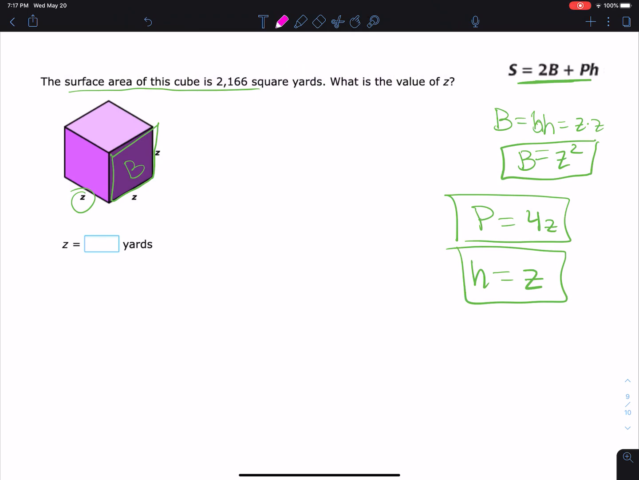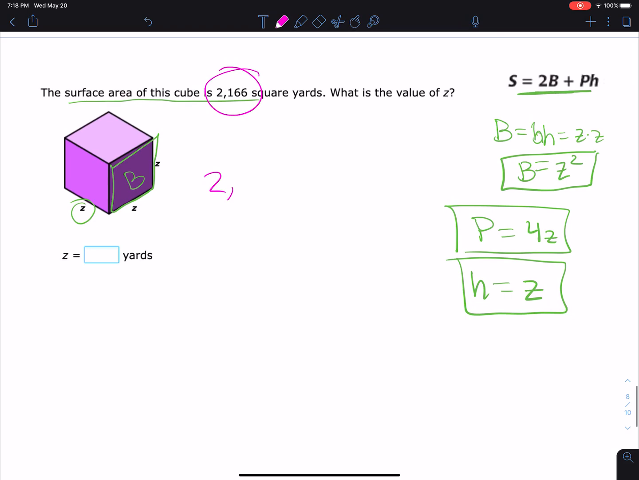Okay, so they gave us the surface area. So 2,166 equals 2 times big B, which is Z squared, plus perimeter, which is 4Z, times the height, which is also Z. So this would be 2,166 equals 2Z squared plus 4Z squared. Oh, they're both Z squared, so you can add them.